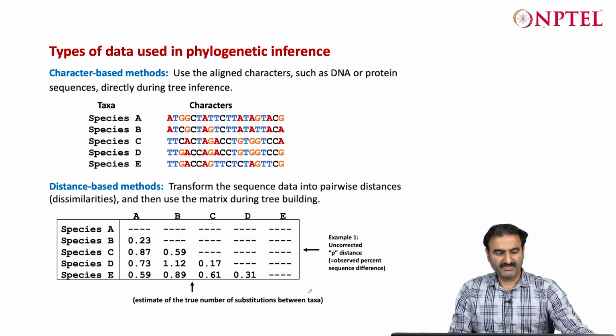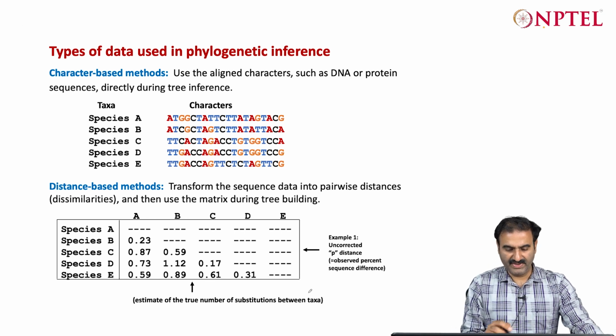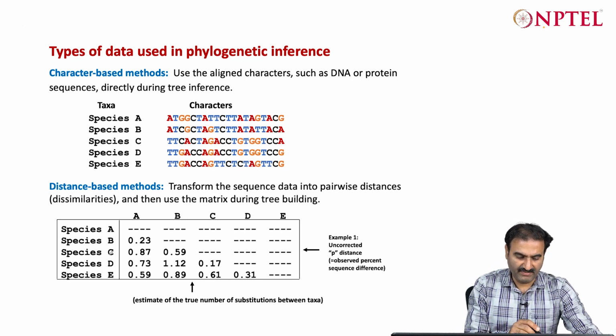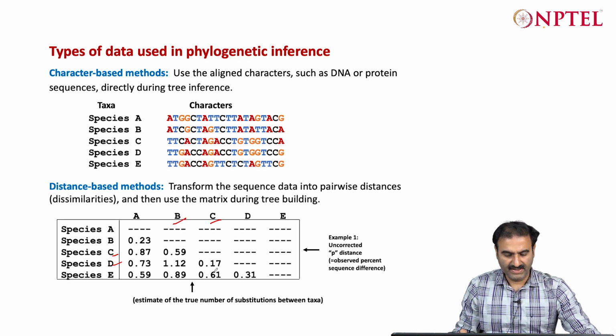So the distance based methods use this information of the pairwise alignment directly and produce the tree. Okay, so basically it directly depends upon the alignment information. Like this is a matrix that is constructed from A and B, B and C, how close they are, and D and C how close they are, and like that, right?